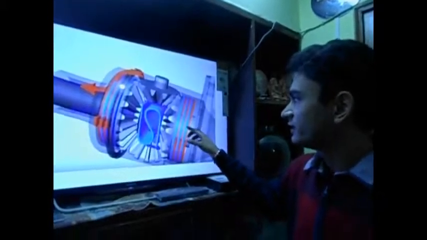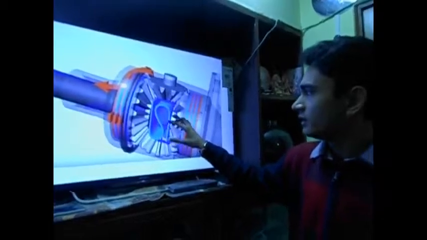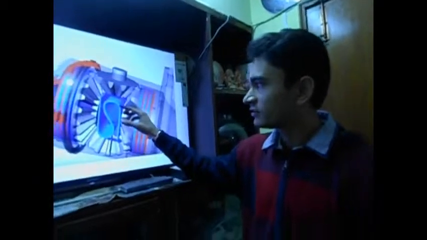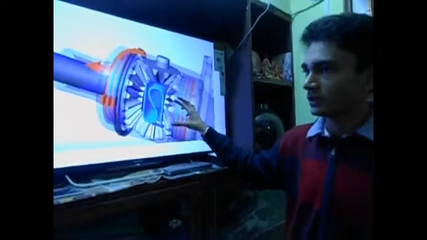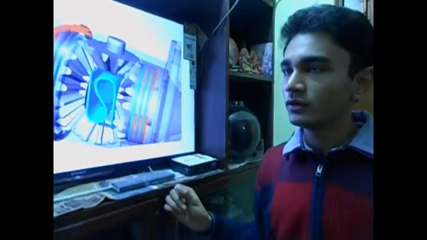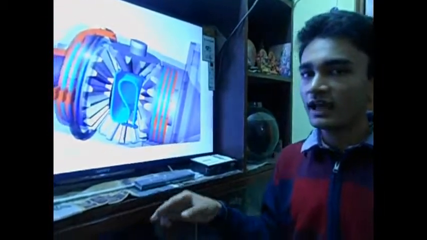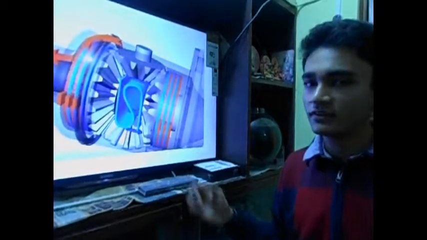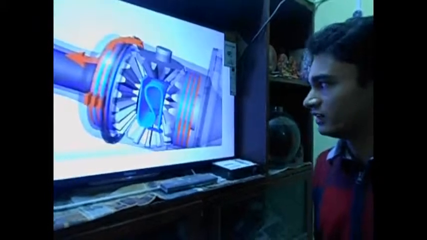That is why it is preferred over an open differential, since it has both the characteristics of an open differential as well as a locking differential. This enables it to overcome the disadvantages of an open differential as well as a locking differential, and hence it is the most preferred differential used nowadays.